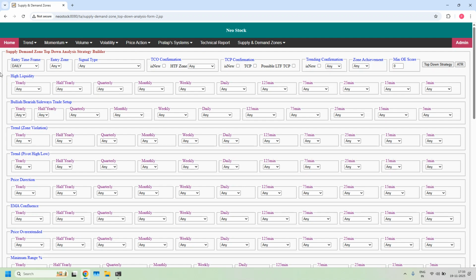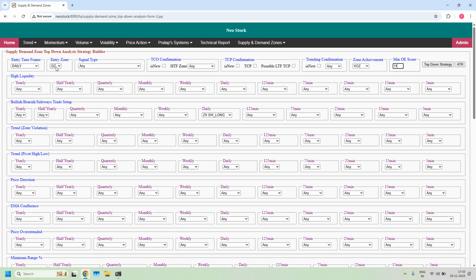Starting with the sideways long trade setup, monthly income trade, entry time frame daily, entry zone demand zone. Here, bullish or bearish or sideways trade setup parameter at entry time frame daily, I am selecting sideways long, zone achievement violated opposing zone. Minimum odd enhanced score 11 for sideways. Actually, daily demand zone should not be pierced, but the third filter I am not adding, allowing pierced zones.